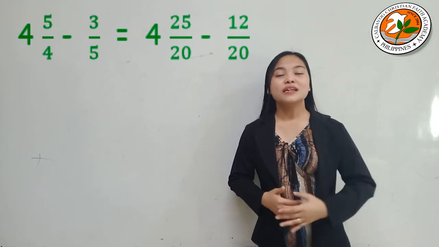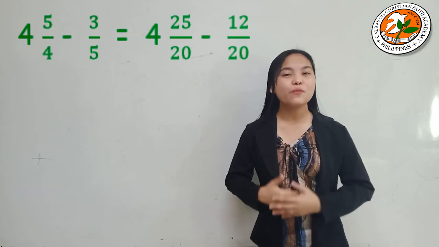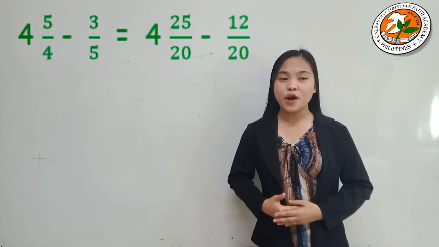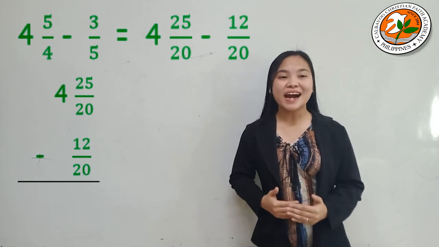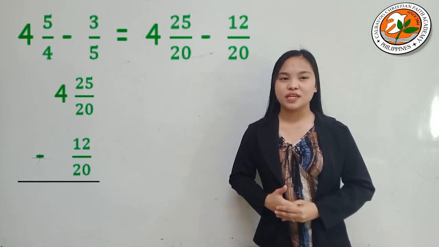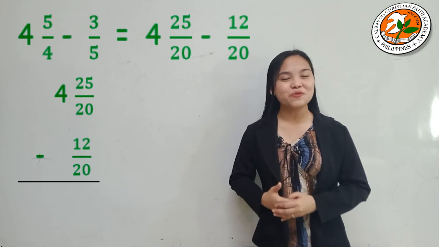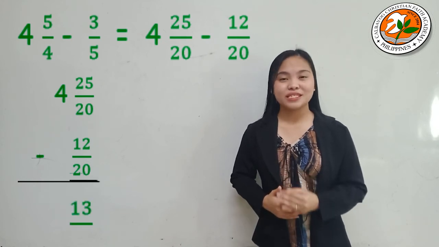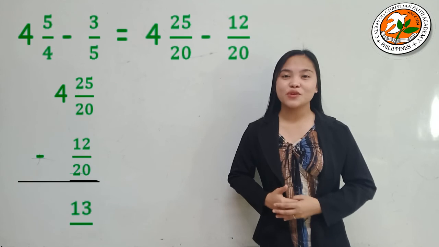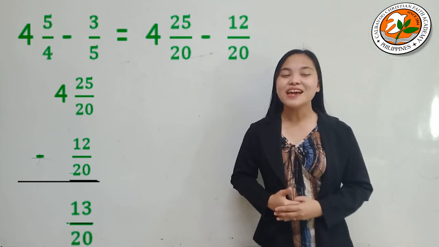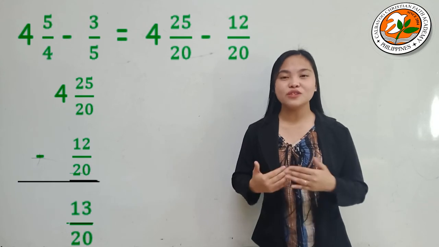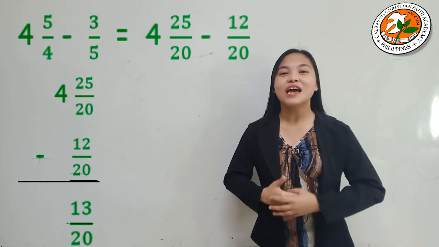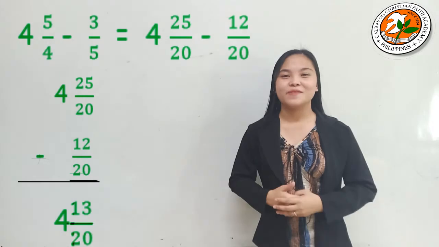Okay, third one, let's subtract the fraction part and the whole number part. So 4 and 25/20 minus 12/20. 25 minus 12 is equal to 13. Since our denominator is 20, let's copy 20. Since our whole number is 4, let's bring down 4.